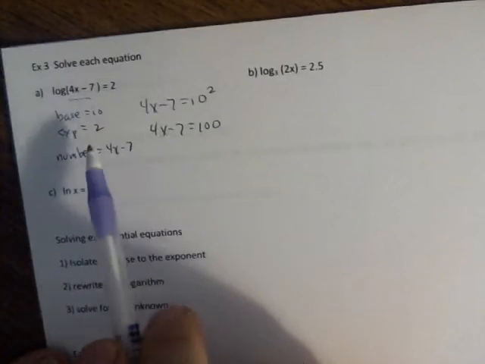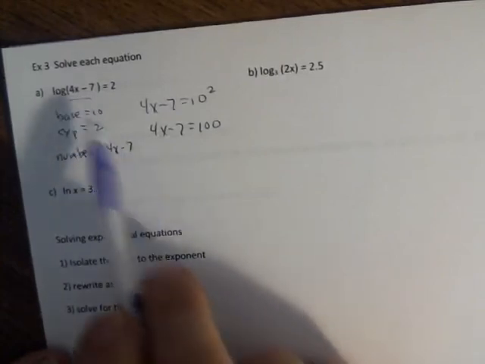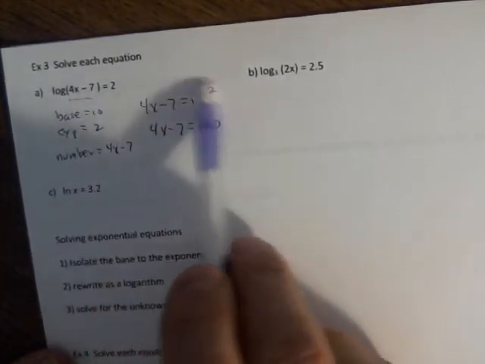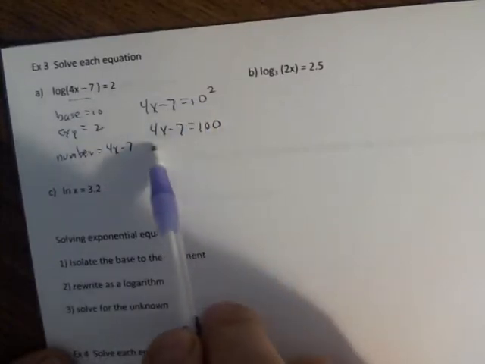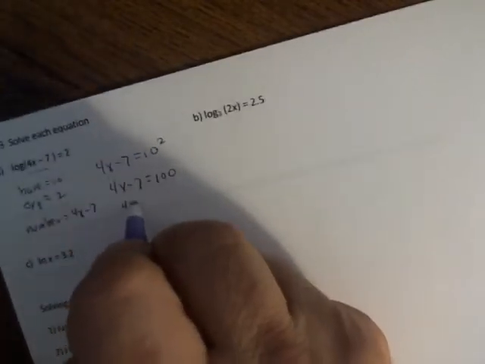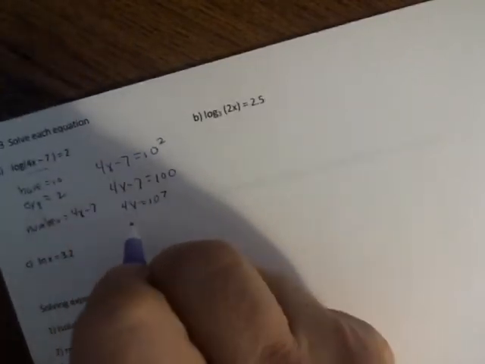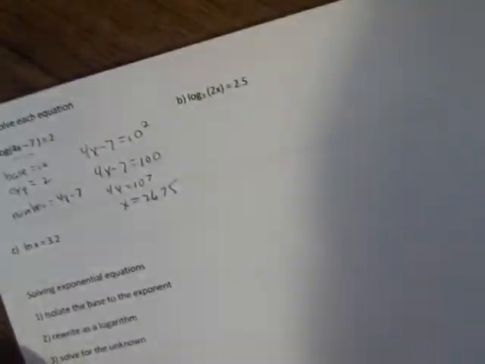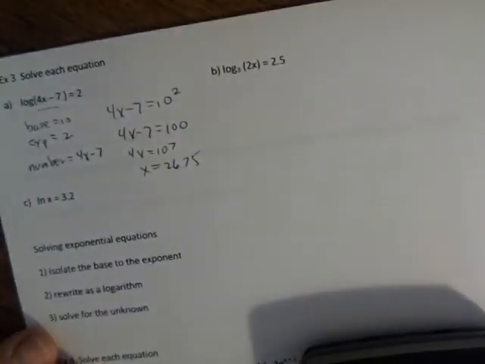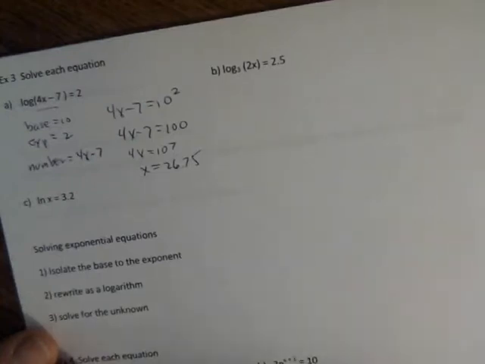Had I done this incorrectly, if I got my number and my exponent mixed up, I wouldn't have anything I could put in my calculator on the right side. So you should end up with an equation you can solve. Add 7, divide by 4. I believe that's right. And so I've solved for x.